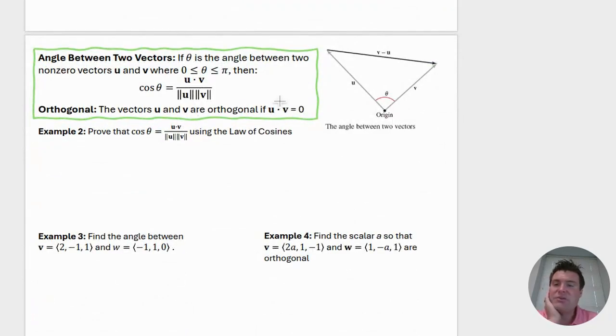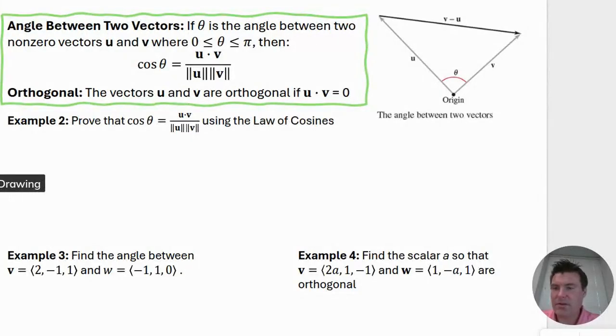And also the geometric term orthogonal. So two vectors are orthogonal if u dot v is equal to 0. So that's orthogonal. Okay, so let's go ahead and show why this even works. When we look at example 2 here, we're going to prove that cosine theta equals u dot v over length of u times length of v using law of cosines.